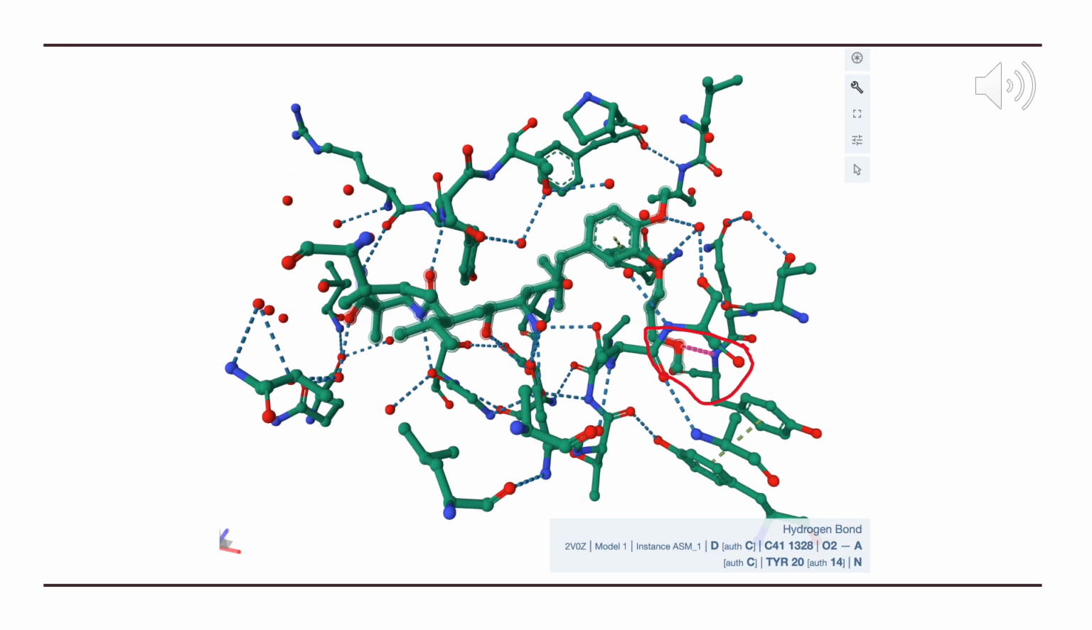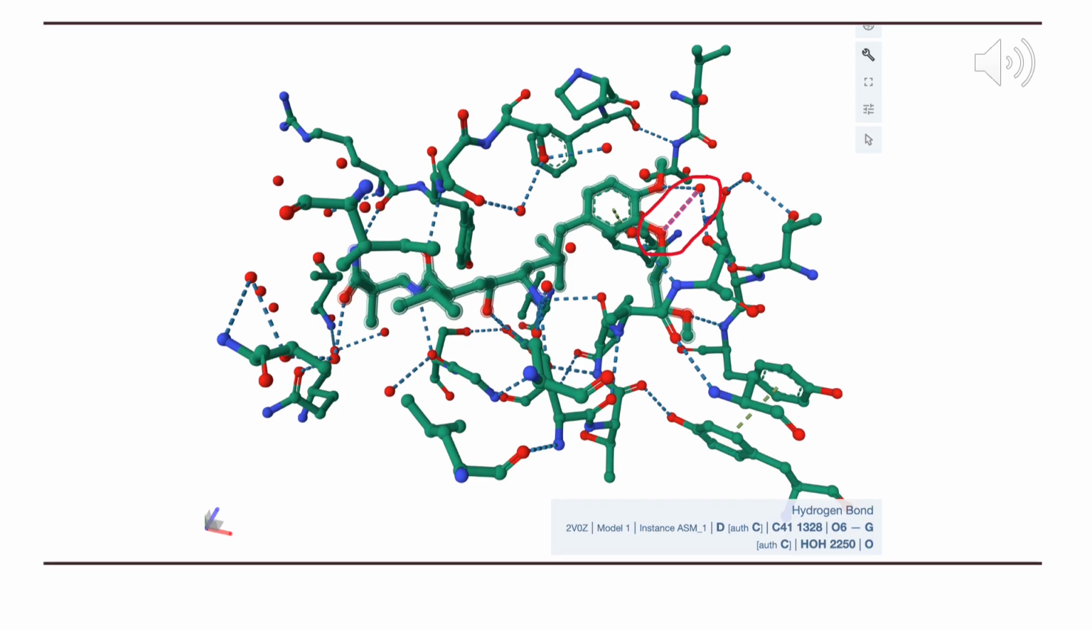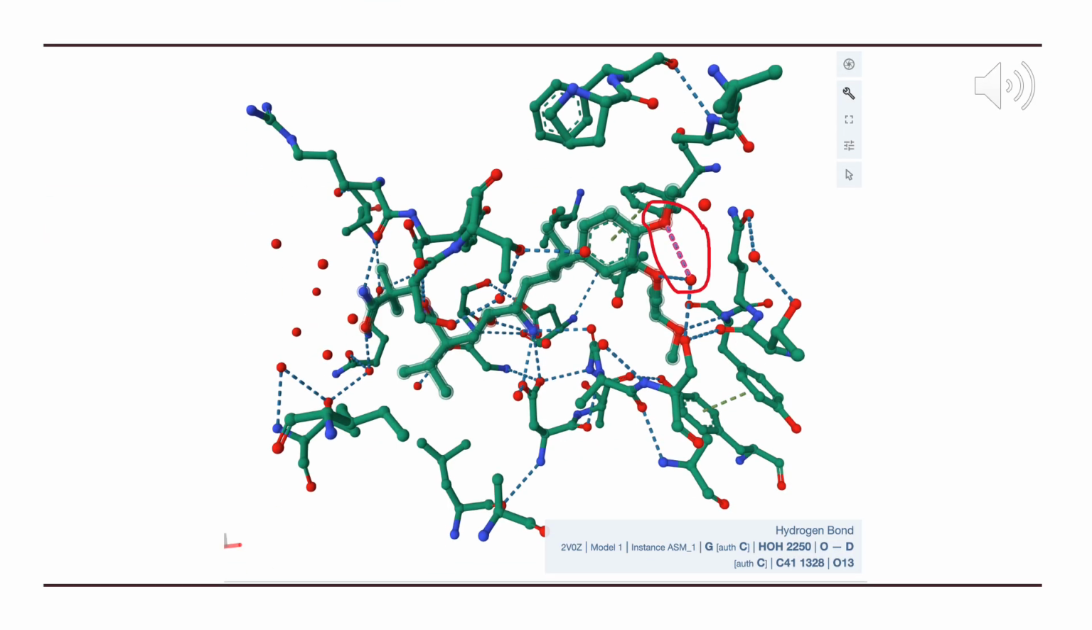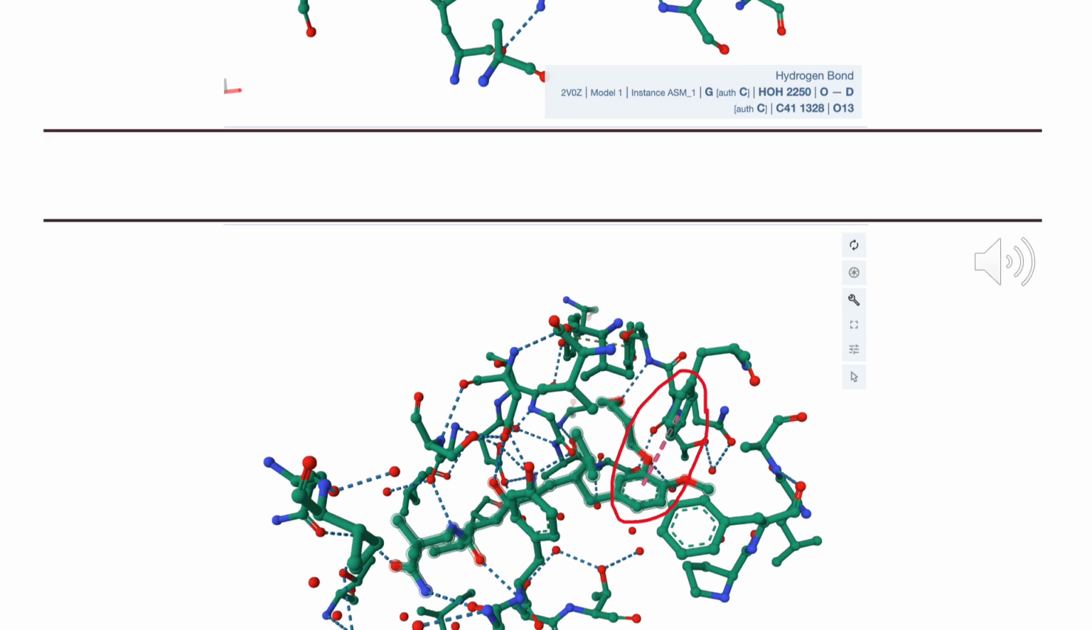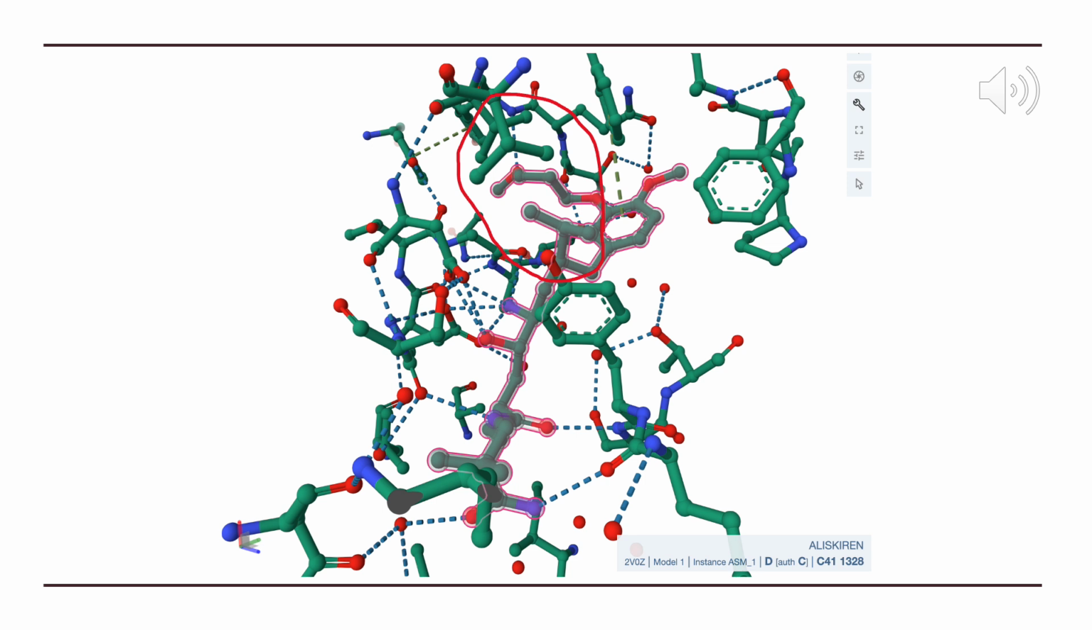Here we see the oxygen within the ether chain hydrogen bonding with a tyrosine residue within the binding pocket. The other oxygen in the long ether linkage also hydrogen bonds, this time with a water molecule in the renin active site. The oxygen within the short ether chain also participates in hydrogen bonding with the same water molecule in the binding pocket. The benzene ring in Aliskiren participates in pi stacking with the nearby phenylalanine group in the binding pocket.